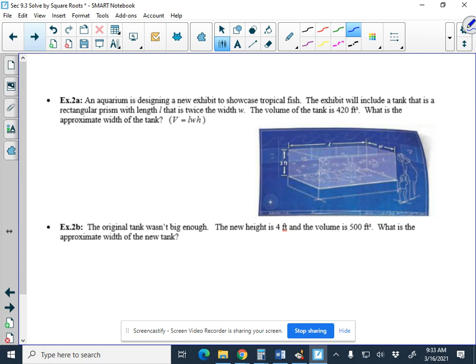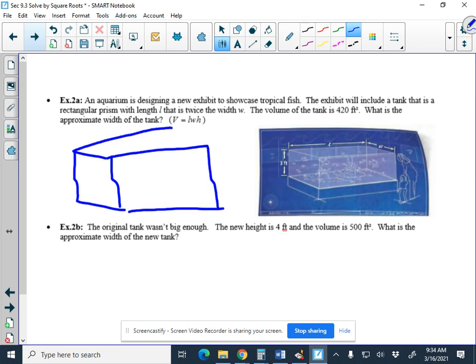An aquarium is designing a new exhibit to showcase tropical fish. So hopefully you can see the three-dimensional idea there. I don't know how good you are at drawing in 3 dimensions, and I'm not going to be very good on this part of the board because it's got that wrinkly piece. But can you picture putting stuff into the aquarium? That's the idea, yes?